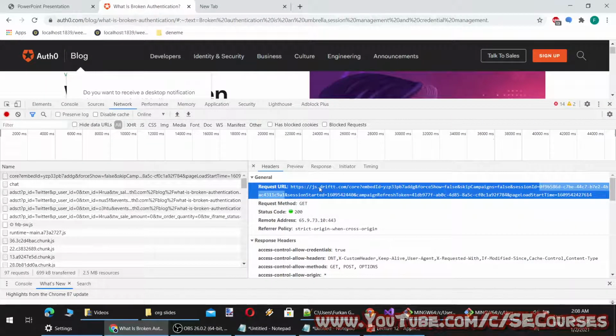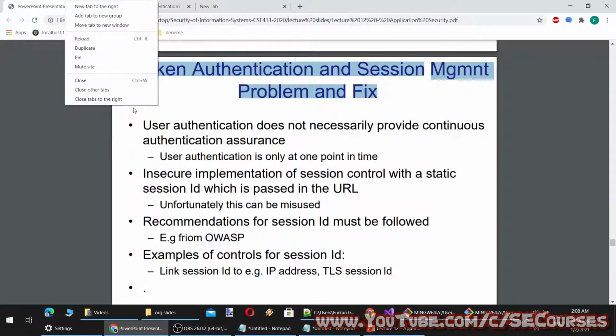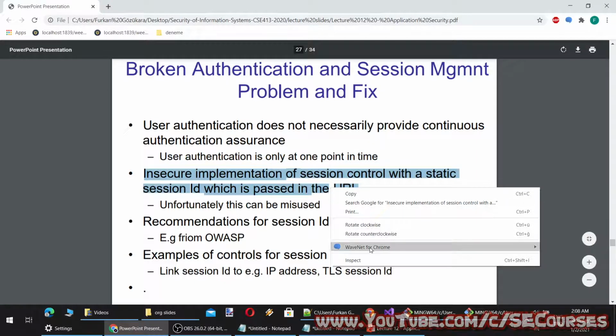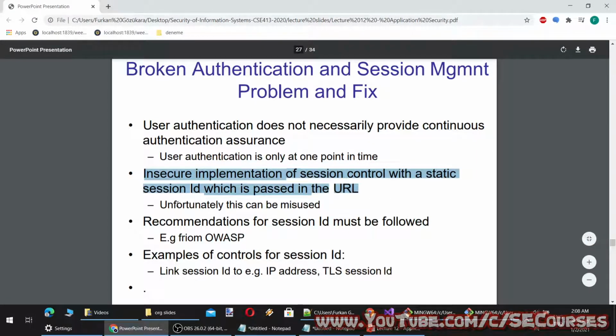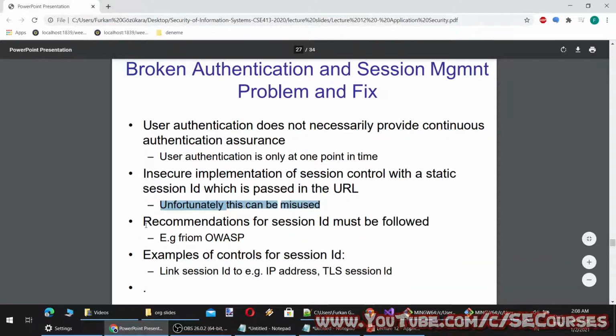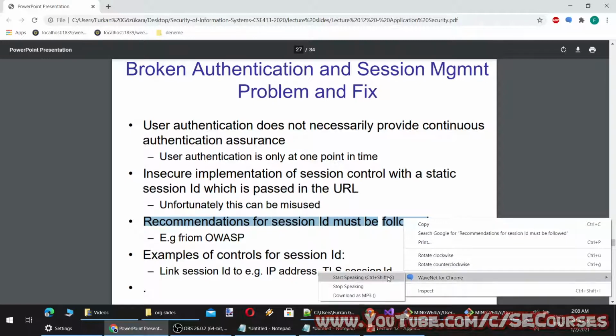So this is about session IDs. They are extremely important. They are kept with cookies. User authentication does not necessarily provide continuous authentication assurance. User authentication is only at one point in time. Insecure implementation of session control with a static session ID which is passed in the URL. Unfortunately, this can be misused.